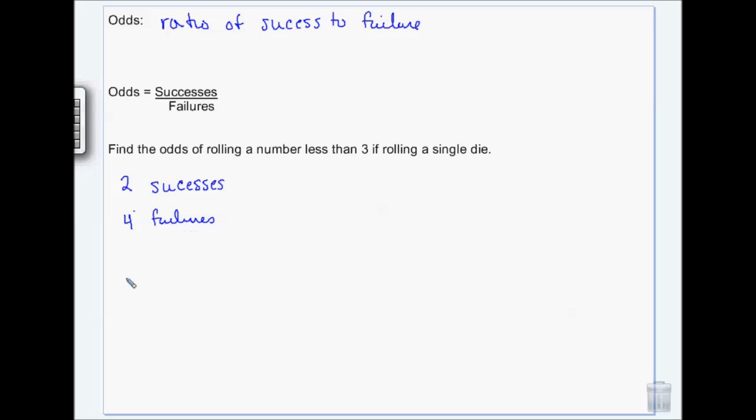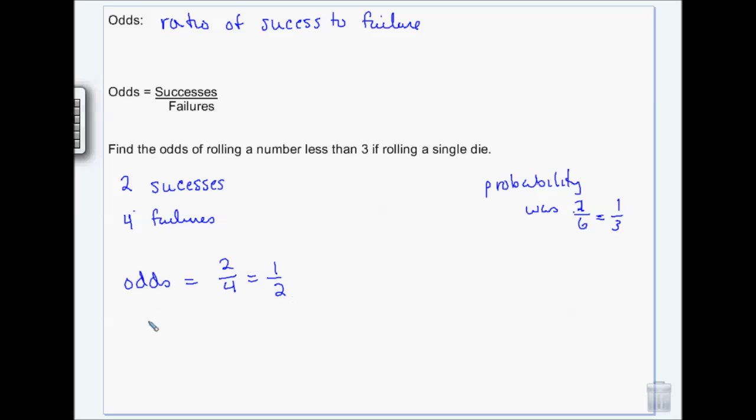So the odds are going to be 2 over 4 or 1/2, 1 to 2. Okay, probability was 1 over 6, or 2 over 6, which is 1/3. So there's a 33% chance of rolling a number less than 3, but your odds are that every 3 times you roll, you'll be successful once and you'll fail twice. That's what this is telling you.